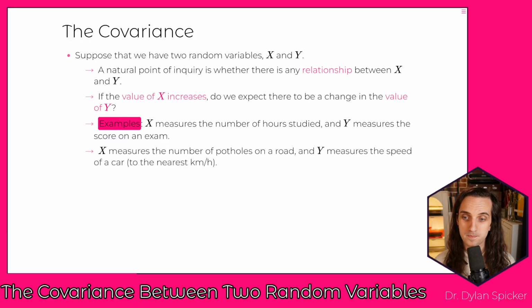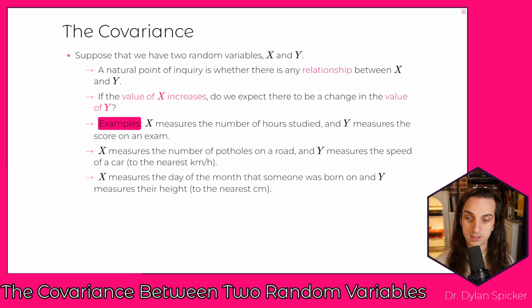If x were to measure the number of potholes on a road and y measures the speed of a car, then we might actually expect there to be a negative relationship between these two, right? If x increases, there are more potholes on the road, then perhaps drivers are going to slow down while driving on that road, right? And so as a result, we would have a negative relationship. As the number of potholes increases, the speed of a car is going to decrease.